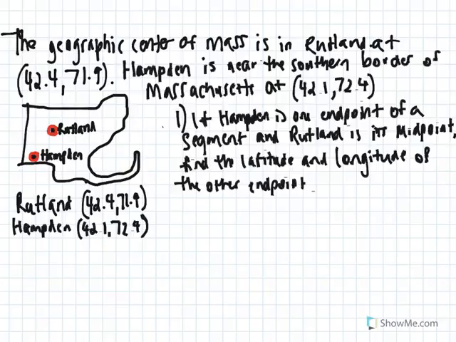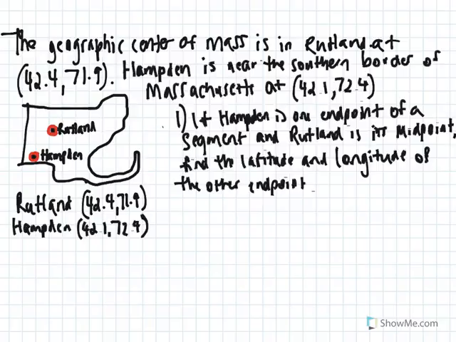The geographic center of Massachusetts is in Rutland at 42.4 degrees north and 71.9 degrees west. Hamden is near the southern border of Massachusetts at 42.1 degrees north and 72.4 degrees west.